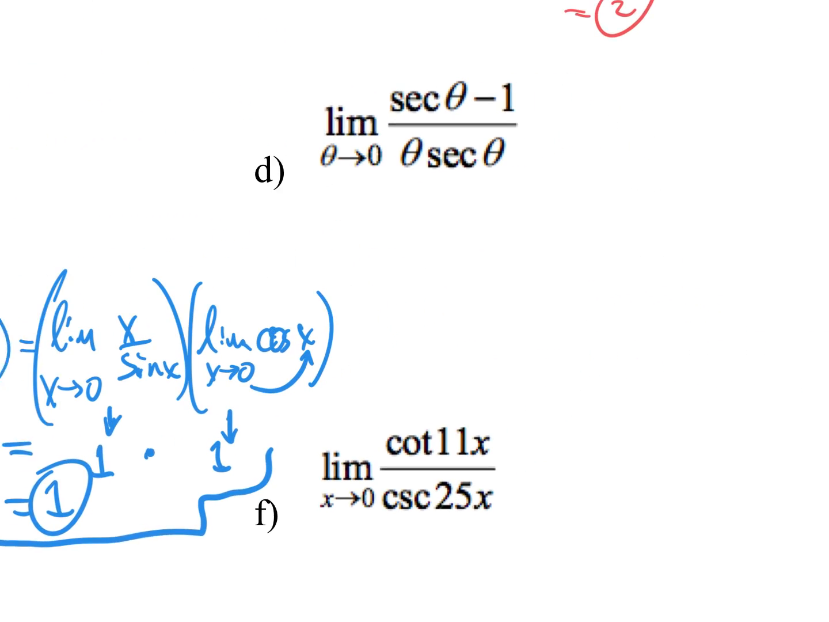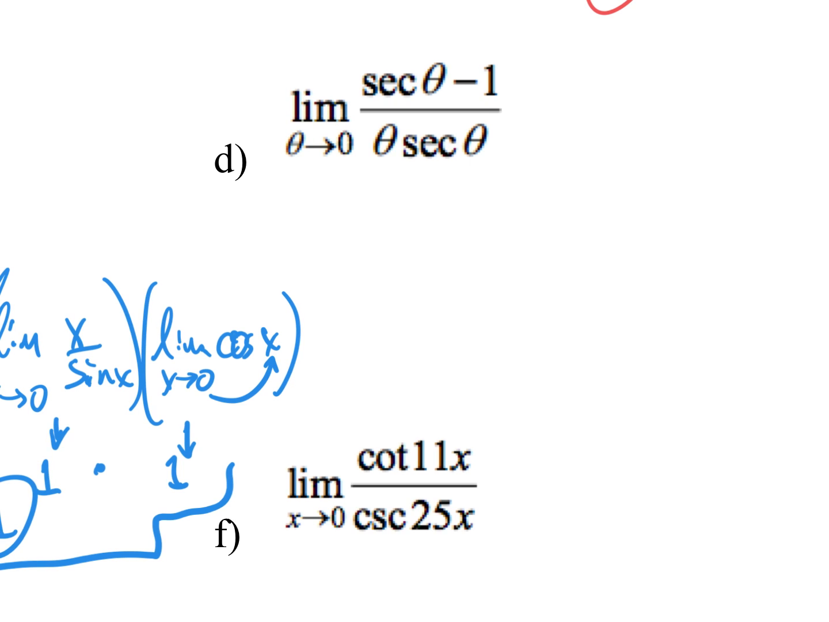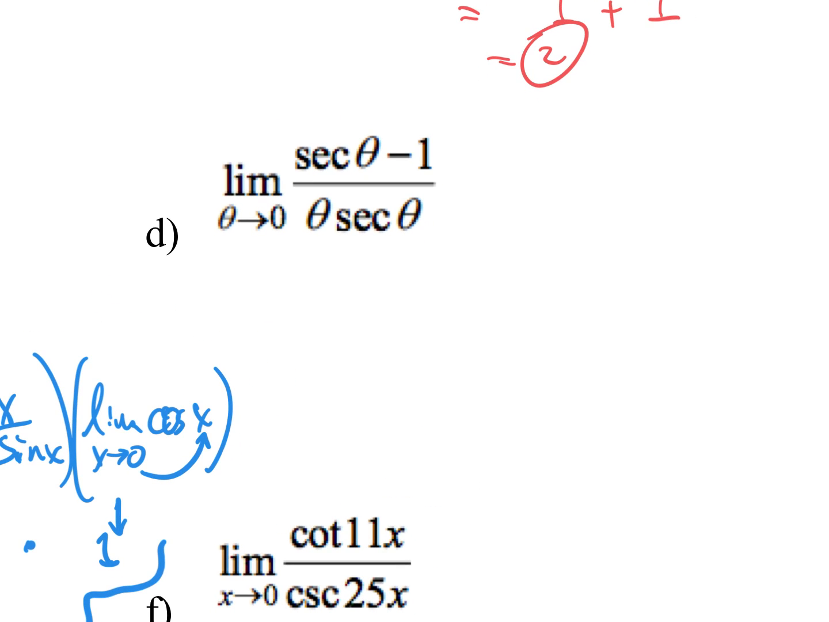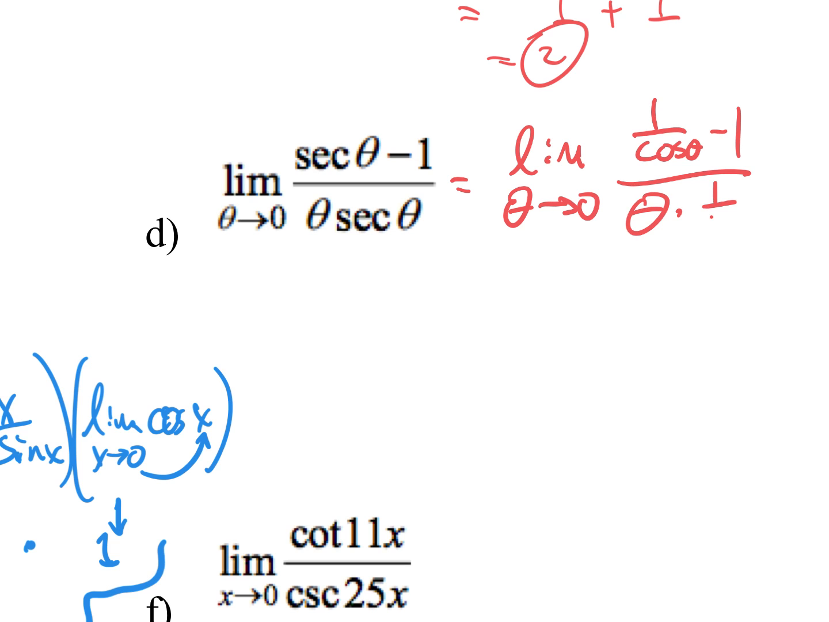What about some secant here? Okay. Do you remember your secant identity? Isn't it 1 over cosine, I think? So we want to get this into cosine world. So limit as theta goes to 0. Secant is 1 over cosine theta. And this is theta times 1 over cosine theta.